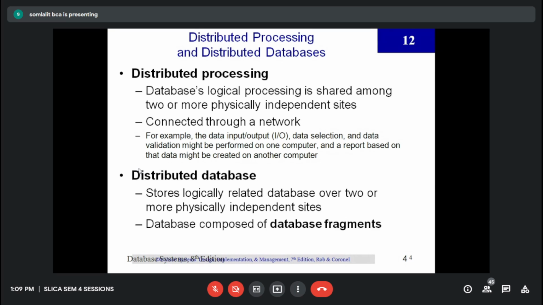We can divide the employee data into 4 parts. For each and every site, we maintain the employee data separately. Those parts of data are known as database fragments. So we are dividing our one whole data into multiple fragments. And once we divide the data, processing has to be compulsorily distributed.